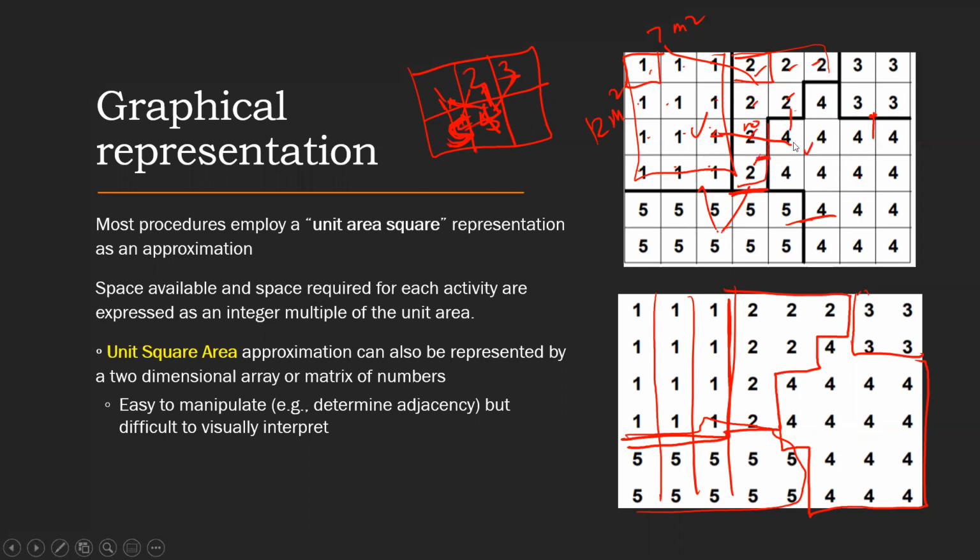Nakuha? So that is why mas magandang i-consider, or tama lang talaga na i-consider natin yung area required. Okay? Kasi may mga instances na pag ganito lang yung ginawa nating analysis, nakikita natin adjacent, but in reality, hindi pala pwede. Okay?